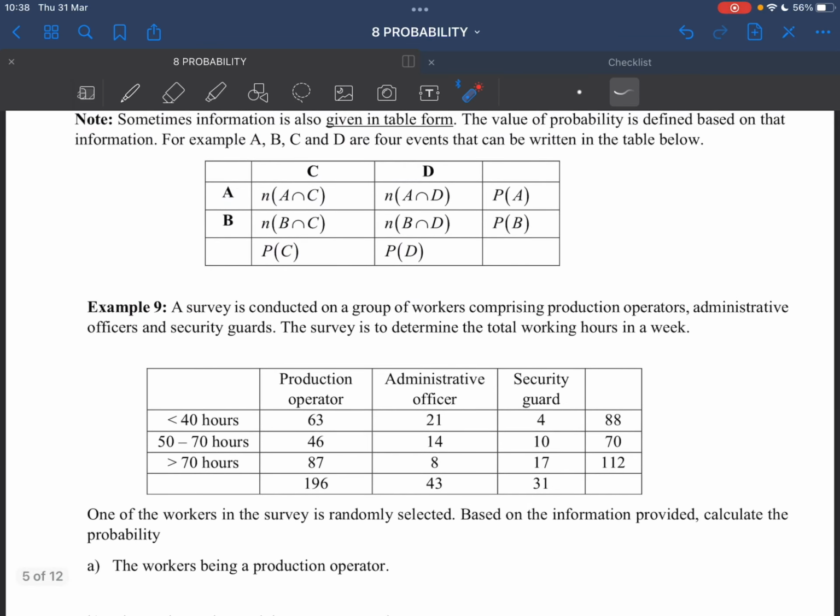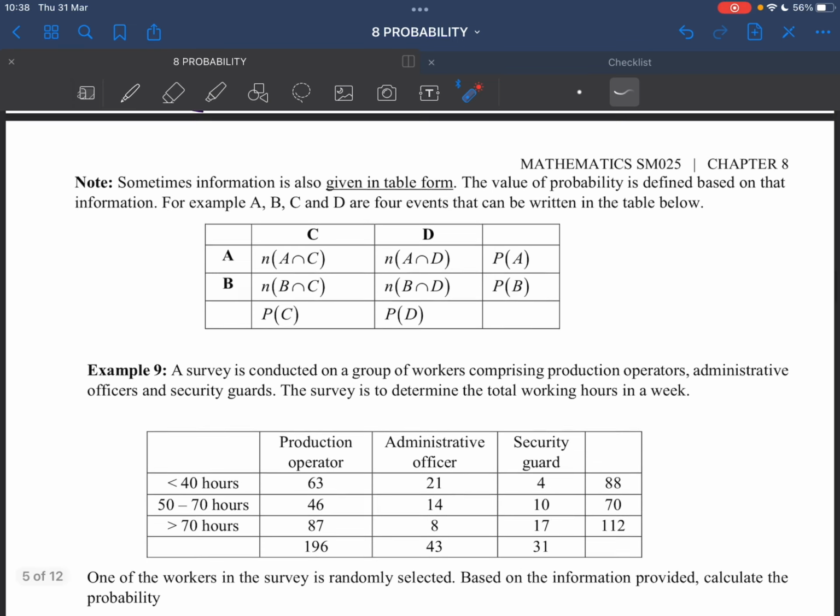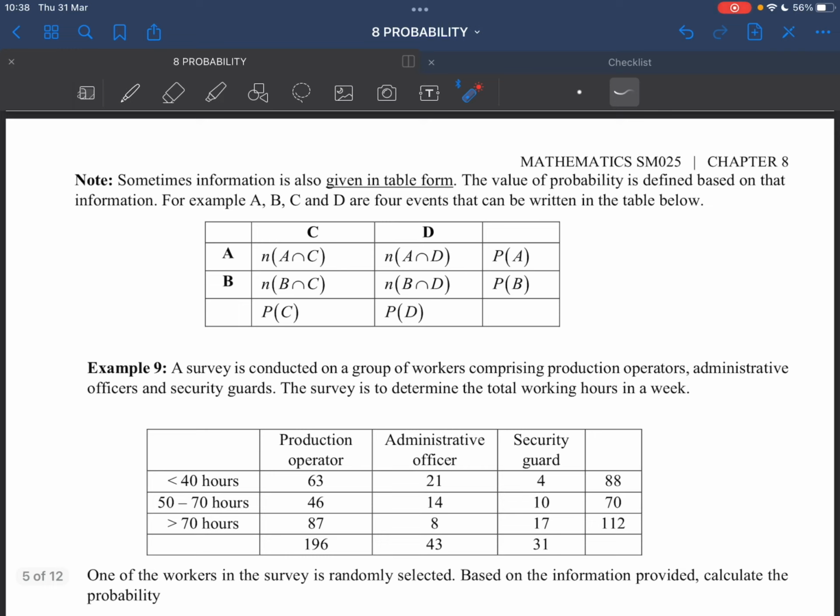Alright, so let's see here. We have a table. Sometimes information is also given in the table. So by now you have already seen the probability we can solve by using Venn diagram, tree diagram, the formula, and also the table, which is sometimes the same as the formula. So there are three ways to represent our probability: the Venn diagram, the tree diagram, and the table.